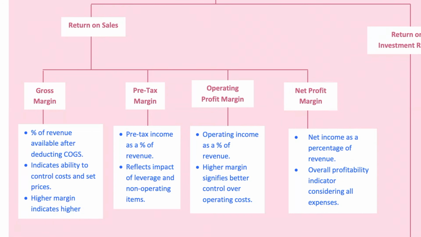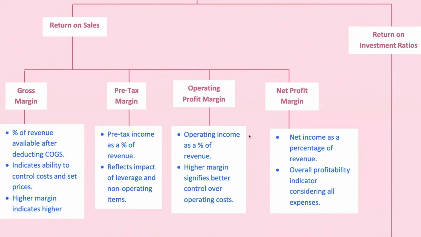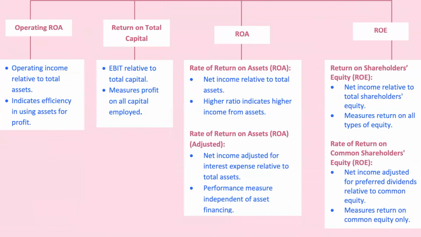Now let's look at return on investment, ROI, profitability ratios. These measure income relative to a company's assets, equity, or total capital. First, the operating return on assets, ROA. This ratio indicates how efficiently a company is using its assets to generate operating profits. The higher the ratio, the better.